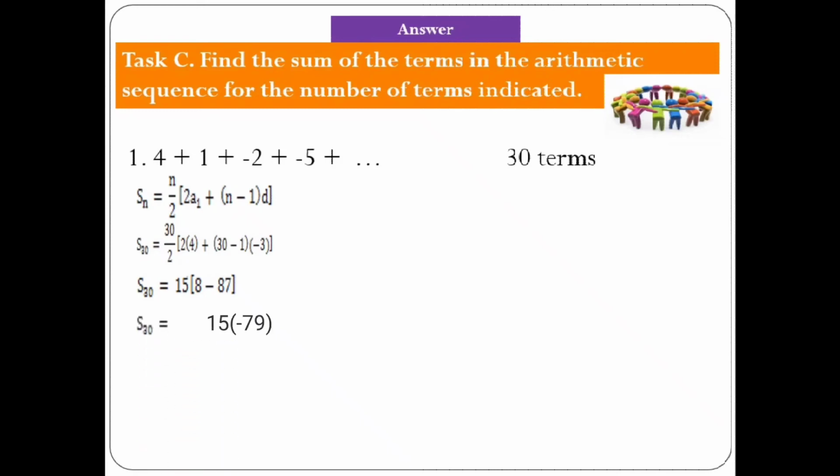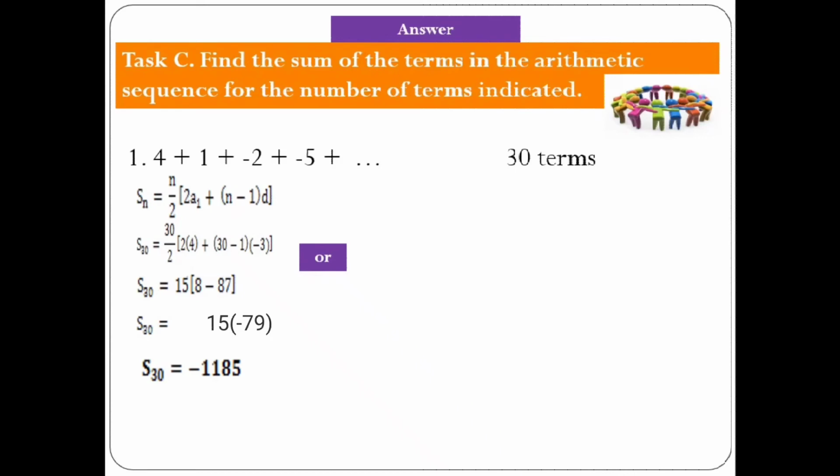So we have 15 times 8 minus 87, which is equal to negative 1185. Or we can solve this using the other formula.